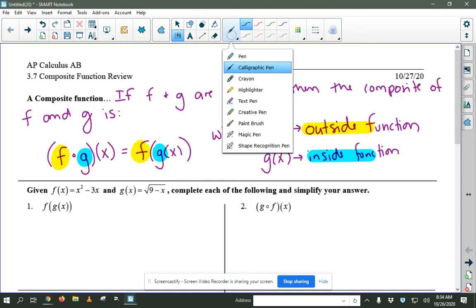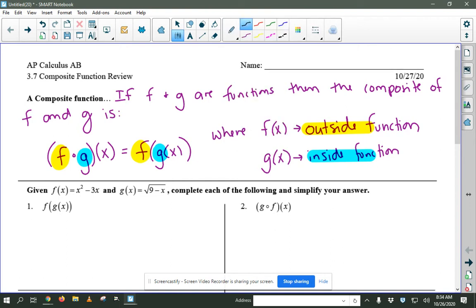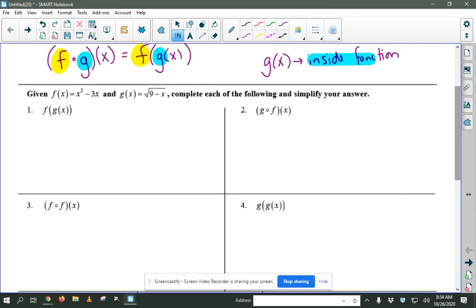And so we're going to go through today and just review some of these concepts. We're going to put functions together and we're going to pull functions apart. So it says, given that f of x equals x squared minus 3x and g of x equals the square root of 9 minus x, complete the following and simplify your answer.